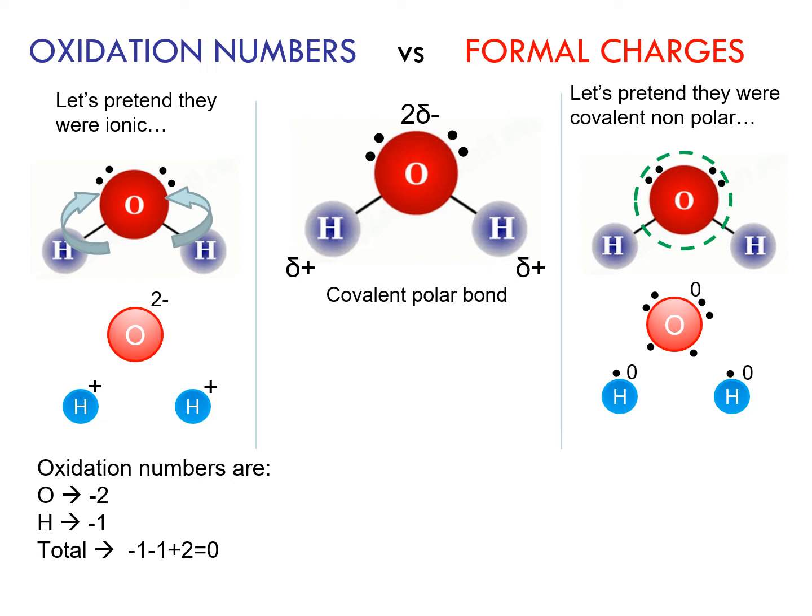Same for hydrogen. 1 electron it should have, 1 electron it has after this breaking, so the formal charge on hydrogen is 0. Once again, the sum of all the formal charges should give us the charge on the molecule as a whole. In this case, this molecule is neutral, and so 0 plus 0 gives us 0.